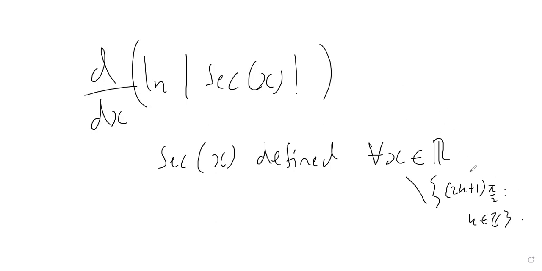So the x values cannot take these odd multiples of pi over 2, for example pi over 2, 3 pi over 2, negative pi over 2, and so on. Otherwise, the sec function becomes undefined. But let's go ahead and differentiate this function by using the chain rule.